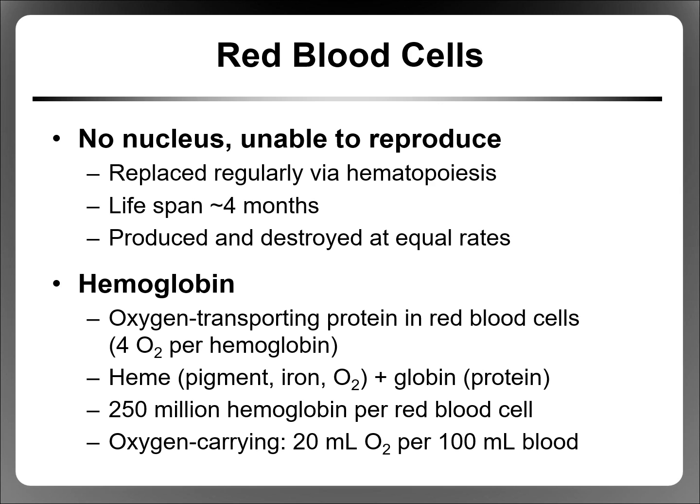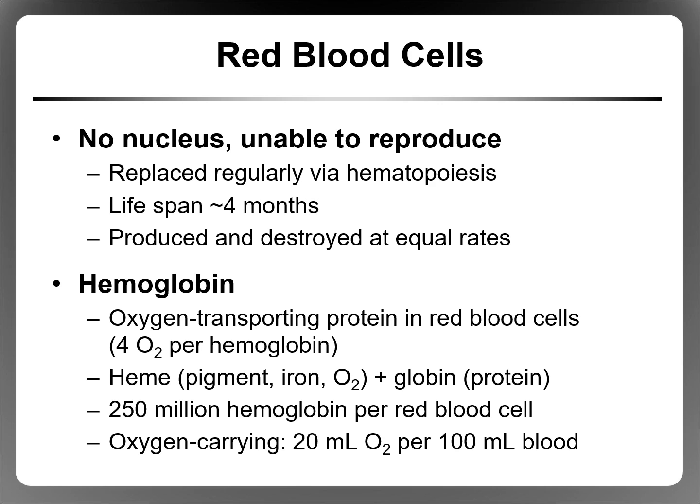Our red blood cells contain a component called hemoglobin. This is our oxygen transporting protein in our red blood cells. So you can fit 4 oxygen molecules per hemoglobin. Heme is the pigment that also holds iron and oxygen. And then globulin, or the globin, is the protein that kind of holds the hemes together.